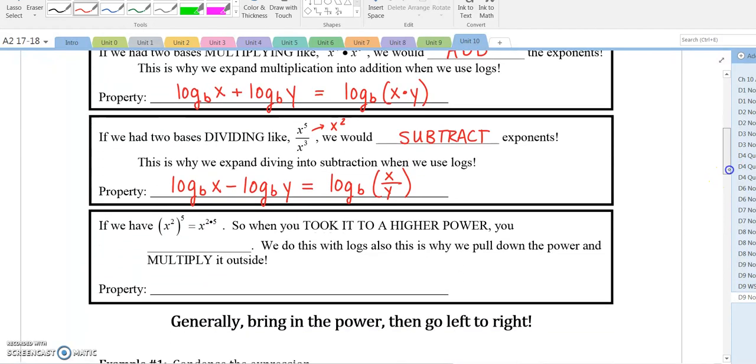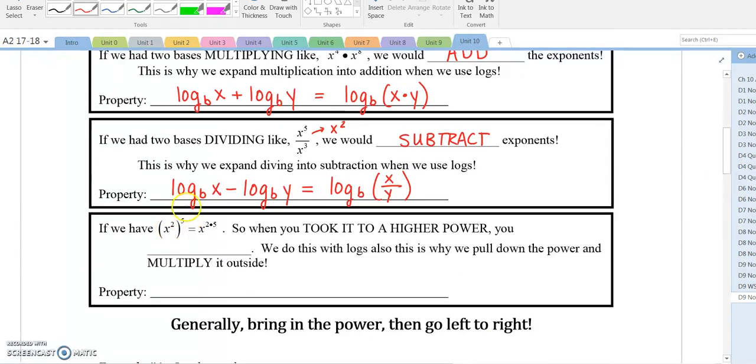And then our one other rule is that if we have x squared to the 5th, so a power to a power, when you take it to a higher power, you multiply the exponents. And so again with a log, we're going to go backwards. If there's a number that you're multiplying, let's say m times a log, then I can take that number and raise it to the exponent, so it would become log base b of x to the m. So these are the rules that we're going to be working on applying today. Taking two logs, putting them back together into one, or moving these coefficients to exponents.